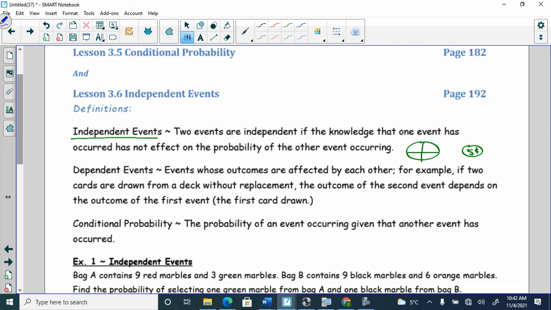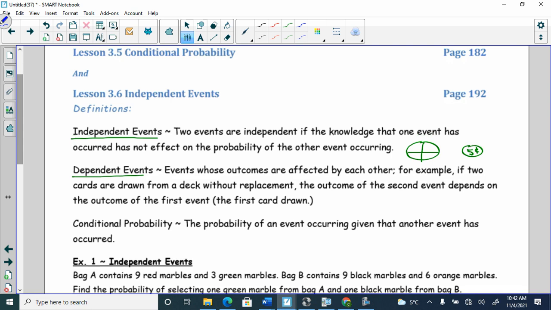Now, what happens if I did this, though? What happens if I took out a card, figure out the probability of it, put back the card, and took out another card? Those would be independent of each other, too, right? I have all 52 cards again, correct? Those are independent.